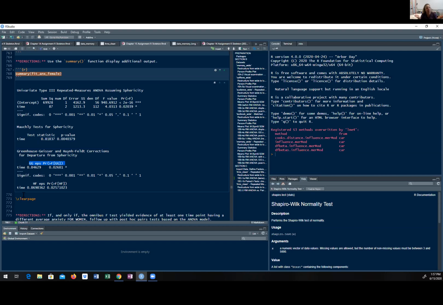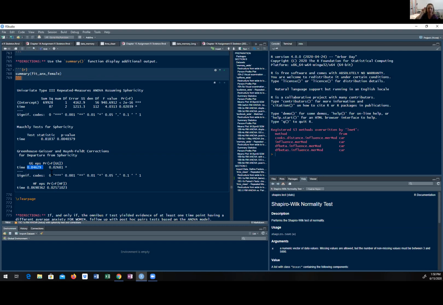In fact, Greenhouse and Geisser came up with this correction to kind of get away with doing an ANOVA when you really shouldn't be. They have a formula that we don't even have to pay attention to that calculates an epsilon number. So that's the first one. Kimberly, can you highlight it? That GGEPS is the Greenhouse-Geisser epsilon number. And epsilon is like a curly E Greek letter. That number, the 0.846, you multiply both of your degrees of freedom by.